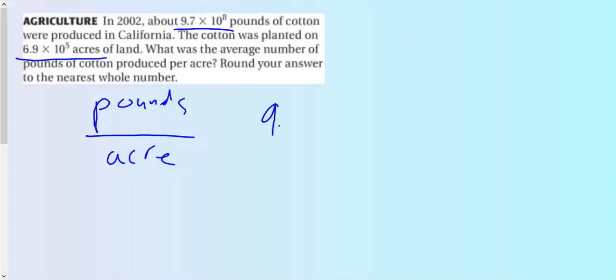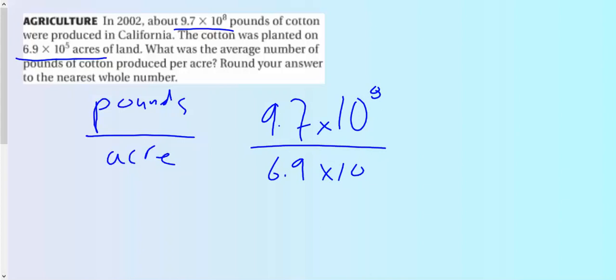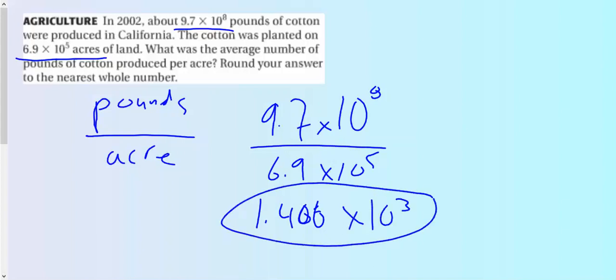So it's just a division problem. So it's 9.7 times 10 to the 8th divided by 6.9 times 10 to the 5th. Okay, so I'm going to do 9.7. This one should be a little bit easier for us. Divided by 6.9. And that gives me, again, a long decimal. So I'm going to round to the nearest thousandths here. And then 10 to the 8th over 10 to the 5th is 10 to the 3rd. There you go.